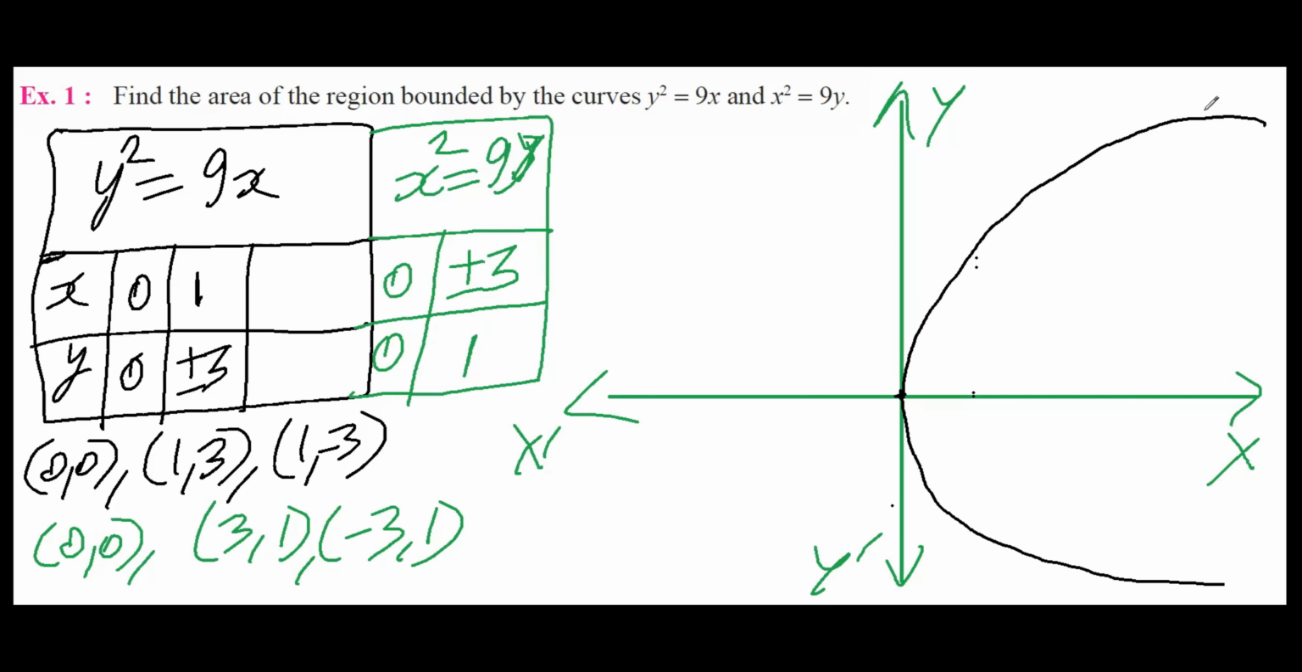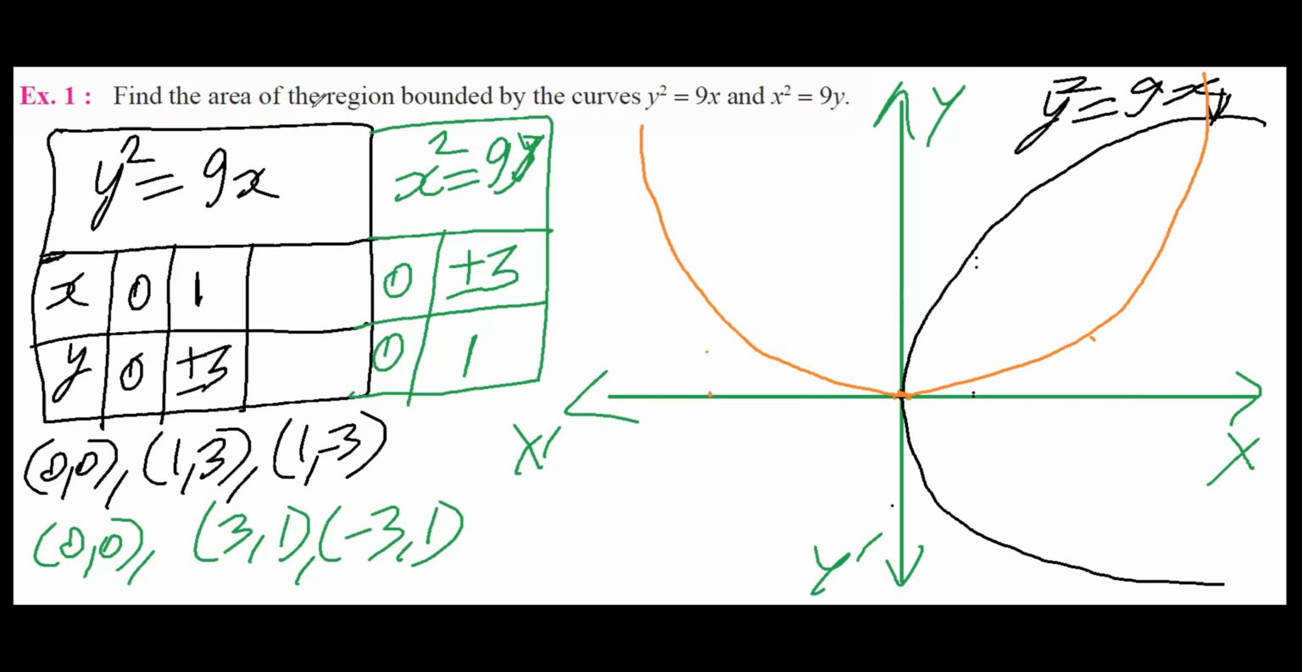And what is the name of this curve? The name of this curve is y square is equal to 9x. This I have plotted. Now I will plot x square is equal to 9y. What is the first point? 0 0. Second point is 3 1. So when x is 3, y is 1. Next point is -3 1. So here it is -3, here it is 1. How will the curve be? The curve will be something like that.